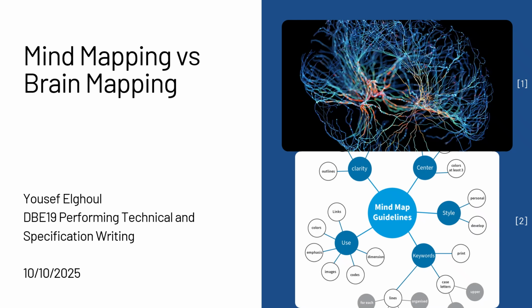Today I'll be presenting on brain mapping, the scientific process used to visualize how our brain's structure connects to its many functions. It's essentially the neuroscience version of a map. Instead of showing countries or roads, it reveals neurons, connections, and brain regions that shape how we think, learn, and behave.